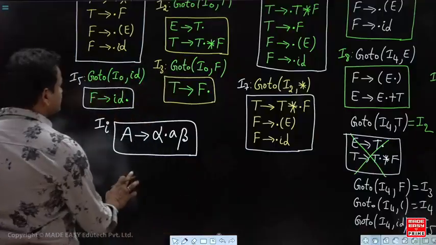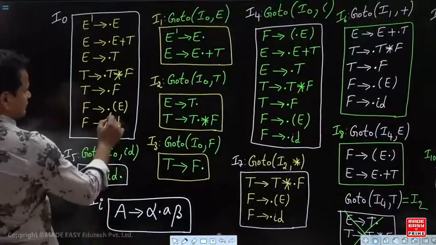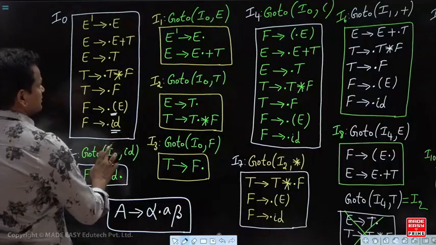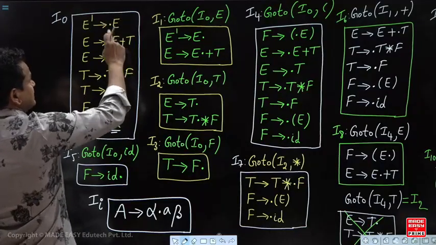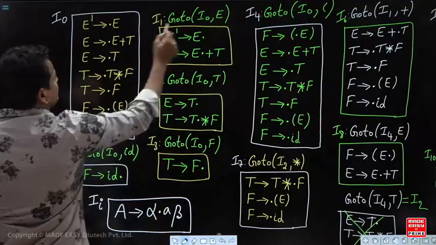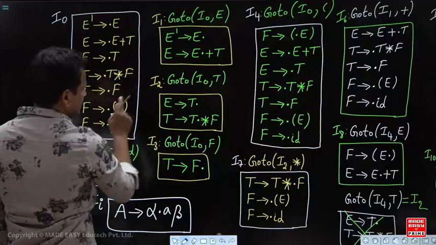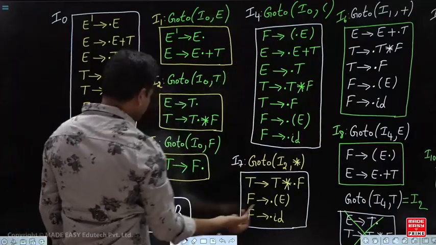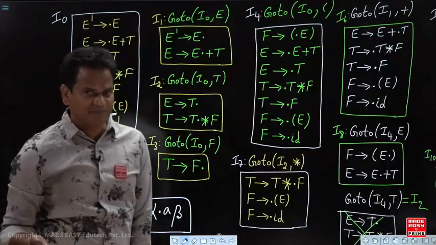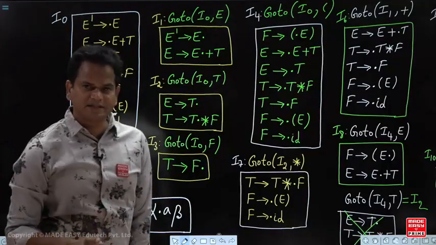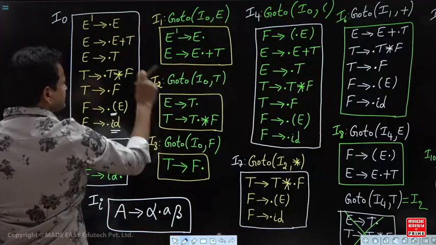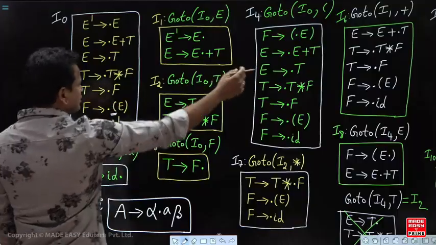Now look at this, guys. Here, what is the shift symbol? Open parenthesis. So for every shift symbol, suppose this is E, in these two cases E. For every shift symbol, whether it is a terminal or non-terminal, we write the go to. Example, go to of I naught comma E, I naught comma T, I naught comma F, I naught comma open, I naught comma ID. So for every shift symbol we write the go to operation, whether it is a terminal or non-terminal.